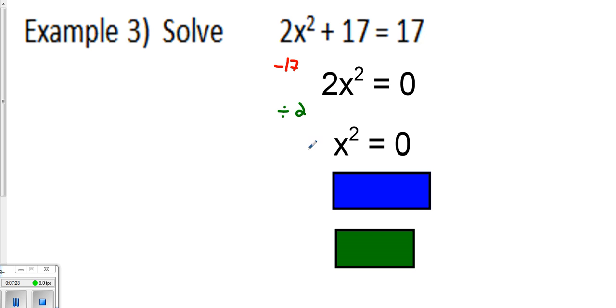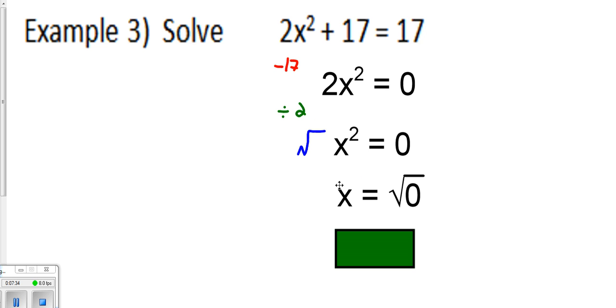To get that x term all alone, we need to take the square root of both sides. We'd be left with x equals the square root of 0. Now, like before, it's still positive or negative. There's always two answers here. But in the end, our answer would be positive 0 or negative 0, and those are not different from each other. Positive 0 is the exact same as negative 0. So in this case, there's only one solution, and it's just simply x equals 0.